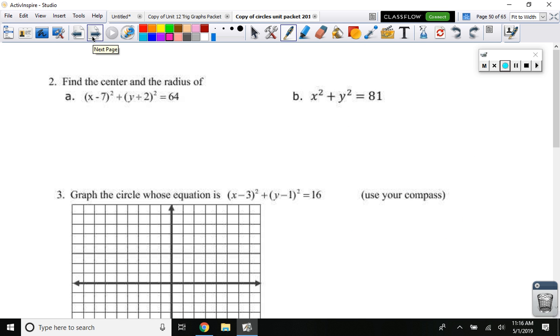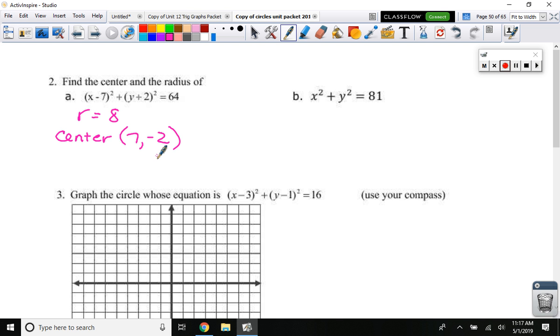Going in reverse now. They're giving you the equation, and they want you to come up with the center and the radius. Sam? The radius is going to be 8 because that square means 6. Right. Yep. And the center? 7. Good. So 7, negative 2 is the center.